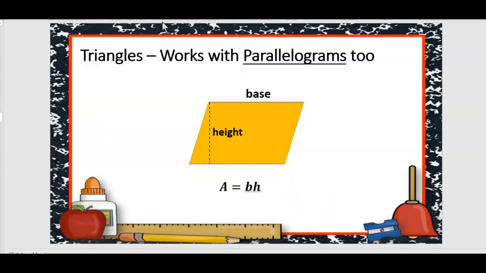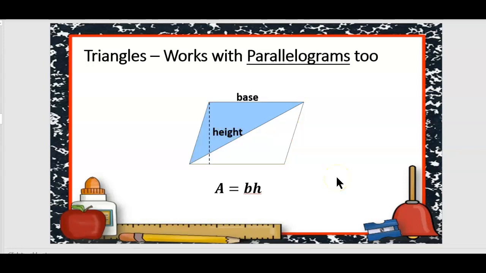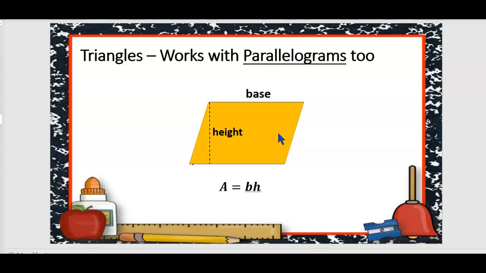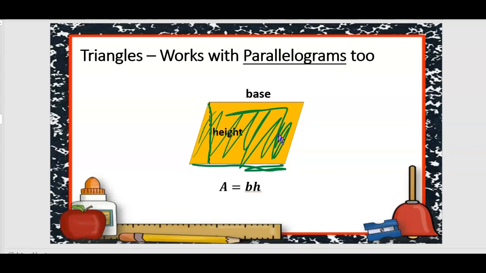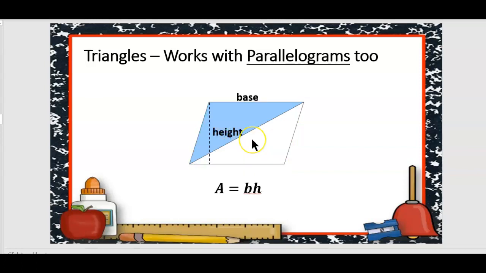I got 1 minute. So it's just half. If you find the base times the height, remember, that gives you all of this. We don't want all of it. We want half of it, if it looks like this to start with.